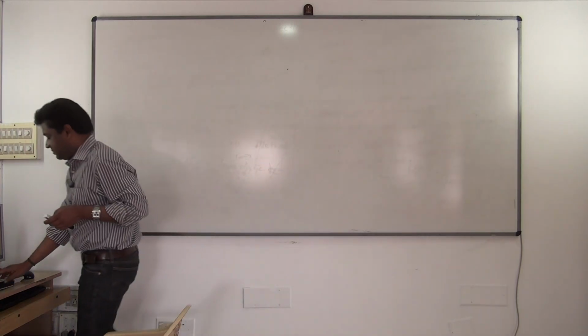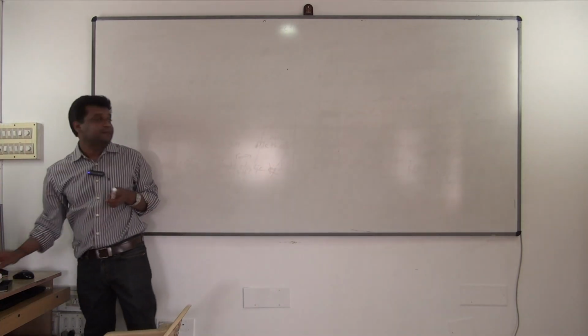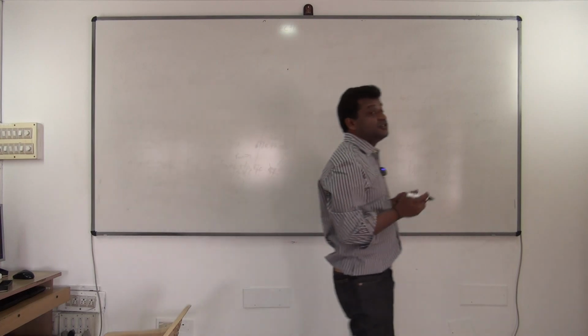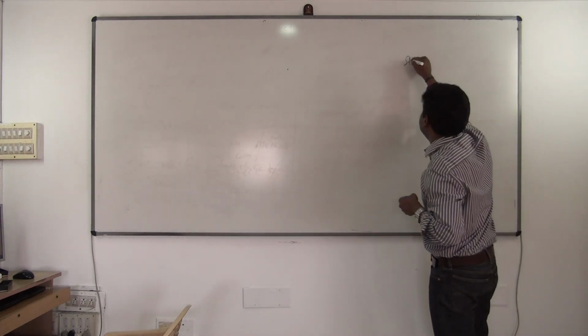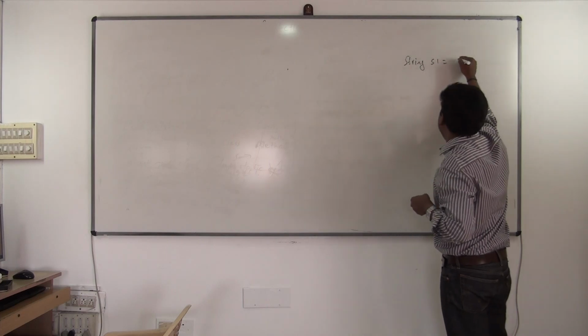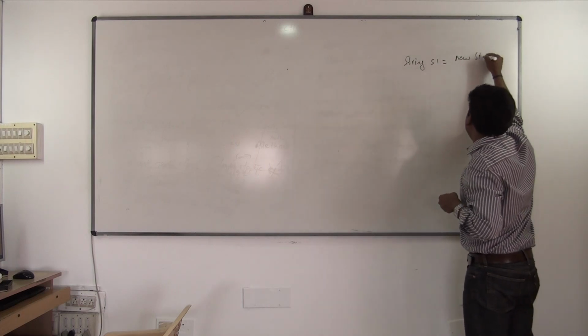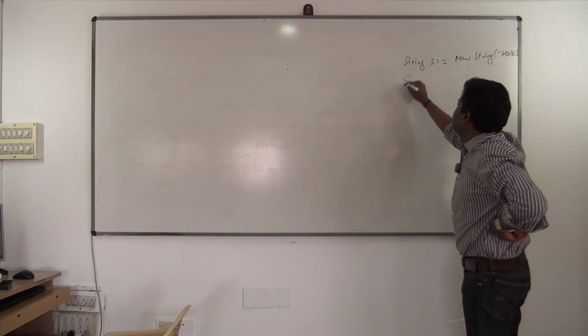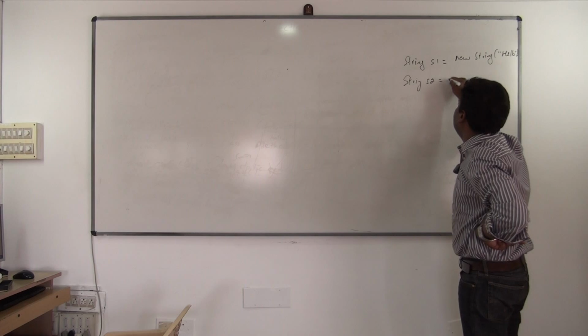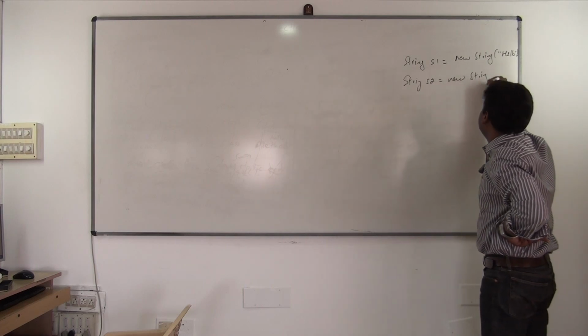So for that, we'll see one important thing here. Till now you have used the equals method, no? How did you use the equals method? String s1 is equal to new String of hello. Then I can write String s2 is equal to new String of hello.